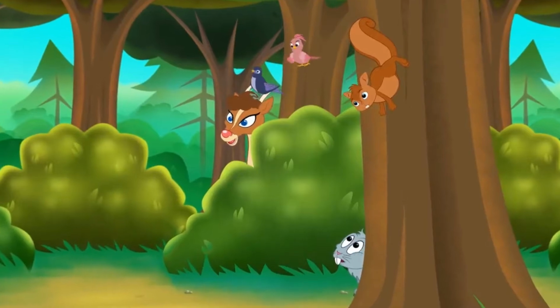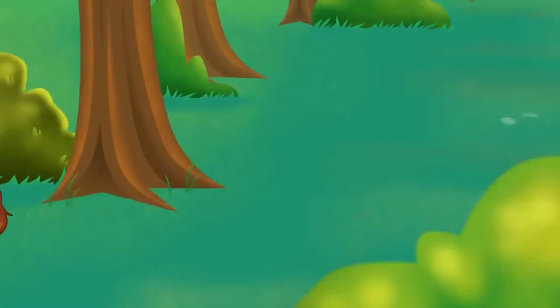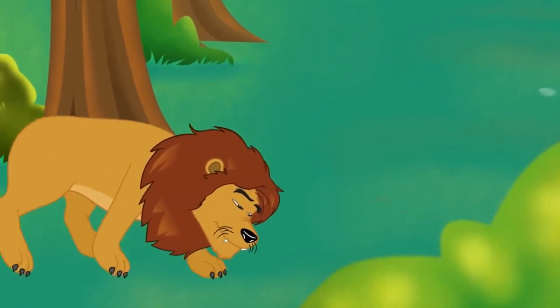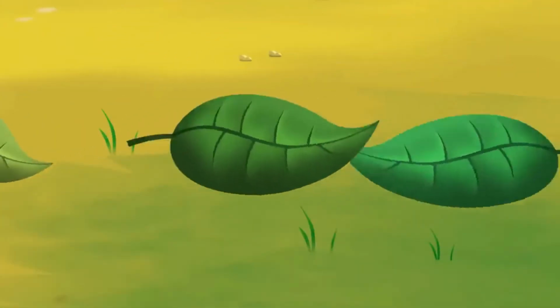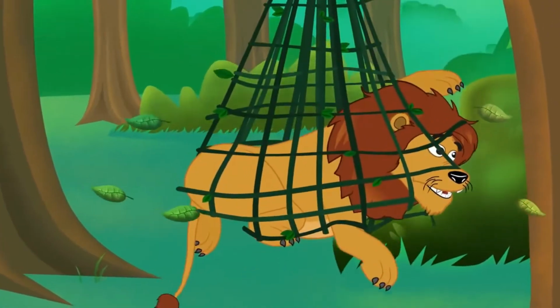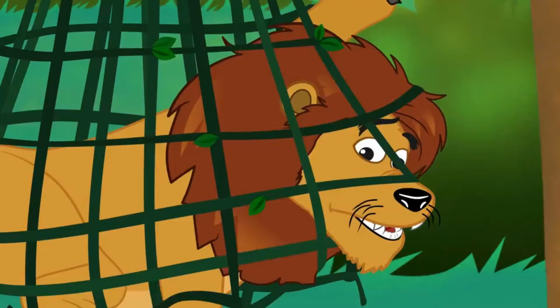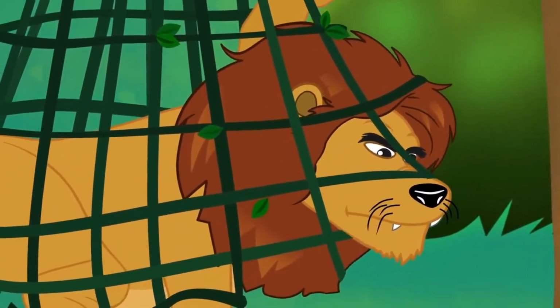Watching all that was happening from afar, the friends of the mouse were really surprised. Some time had passed by, the lion got hungry and started wandering around in the forest. But he could not notice the hunter's trap and got caught. He was hung in the air in a big net. He tried to break free from the net, but he could not do it.